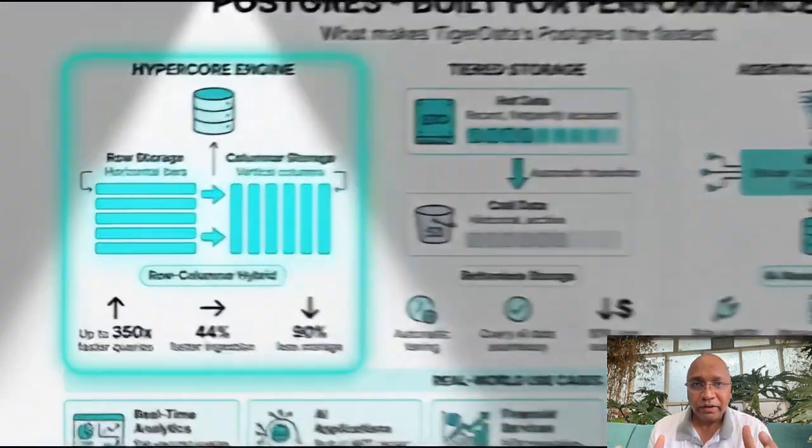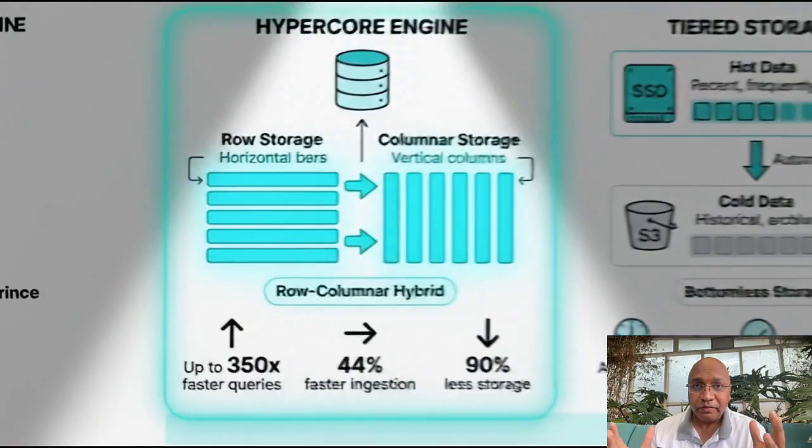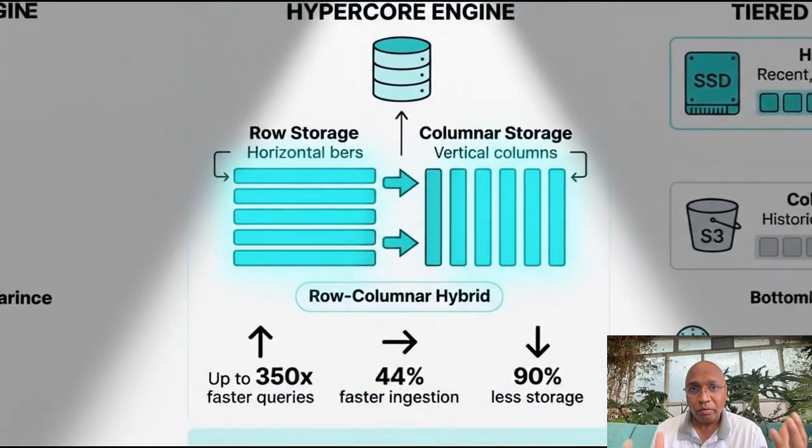So in the Postgres layer, there are multiple innovations and they keep adding them. But one of the things that I wanted to highlight is their Hypercore engine, which allows you to store data in a hybrid row and then columnar way. What it really means to you is you can query up to 350 times faster. You can also ingest data really quickly and also use 90% less storage.